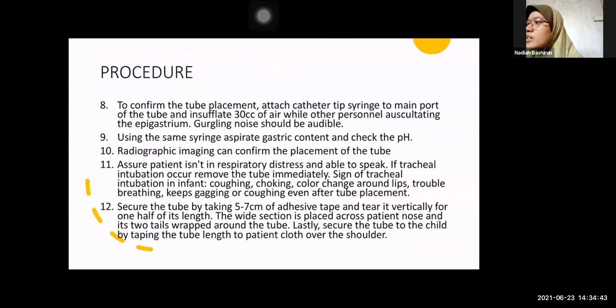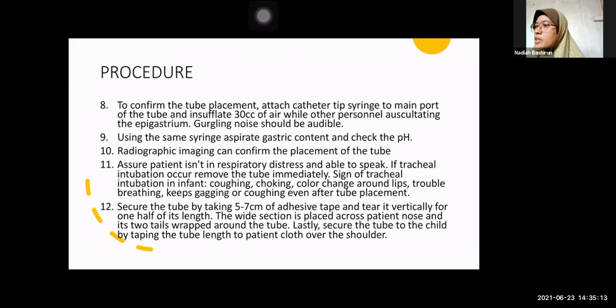Okay, so to confirm the tip placement, we attach the catheter syringe to the main part of the tube, and we insufflate 30 cc of air while the other personnel is auscultating the epigastrium. So a gurgling noise will be audible. In infants, we can use a 5 to 10 cc syringe.